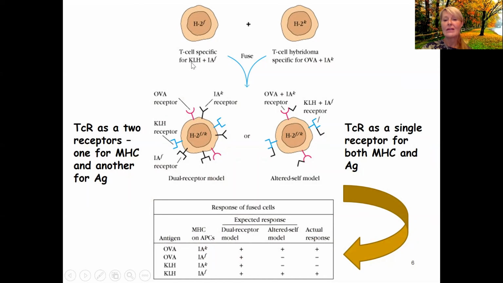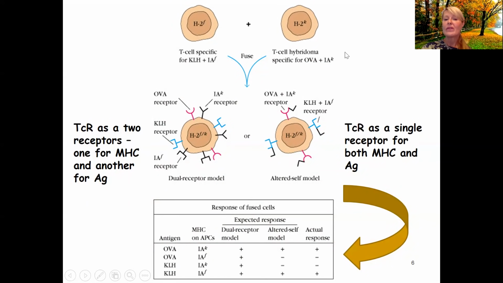It stands for keyhole limpet hemocyanin. You may or may not remember that. And it came from an H2 mouse with the F MHC haplotype. So that meant that the cell is KLH plus IA, if we're talking about class 2 of F.